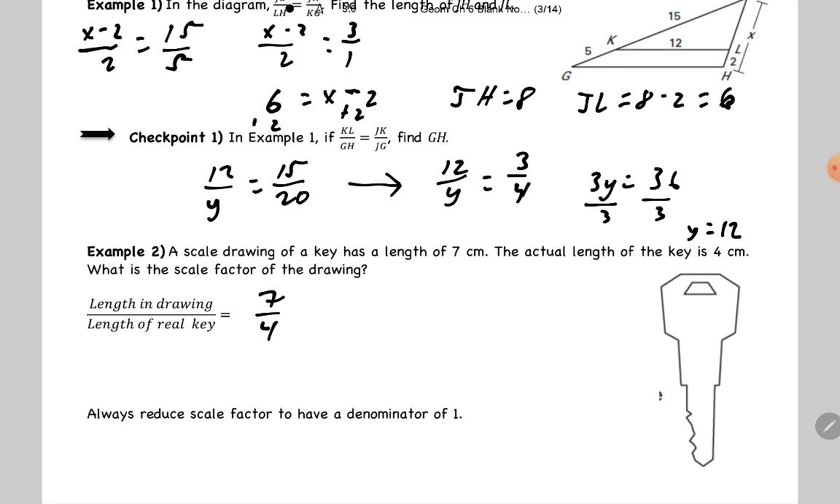And we want to reduce the denominator to 1. So we're just going to divide by the denominator. 7 divided by 4, and we get 1.75 centimeters in the drawing is 1 centimeter in real life. All I did was 7 divided by 4 in a calculator. Always reduce your scale factor to have a denominator of 1.